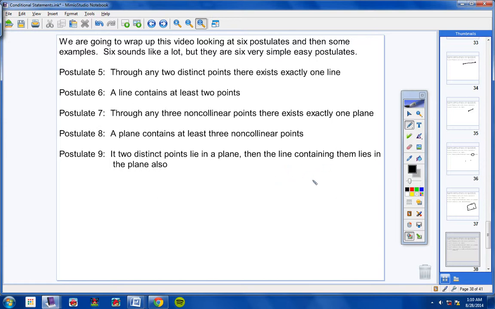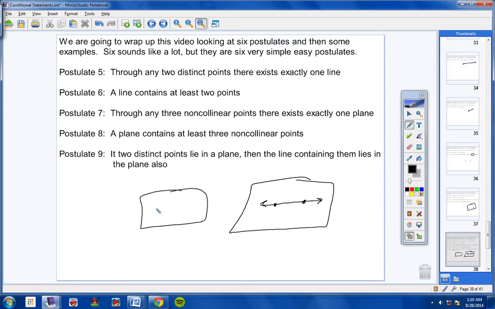And that's just saying, look, here's a plane, here's 2 points. If these 2 points lie in a plane, and then you connect those 2 points with the line, isn't it common sense the line will also lie in the plane? Sure it is. If you take a sheet of paper and put a point here and a point here, those 2 points lie on the plane. And then if you draw a line that connects those 2 points, that line also has to lie in the plane. And that's all that postulate number 9 is saying.